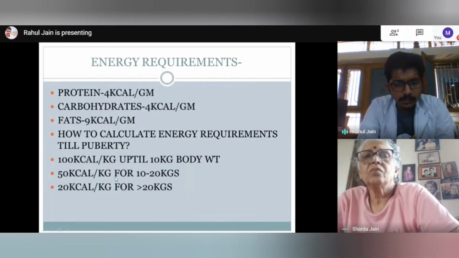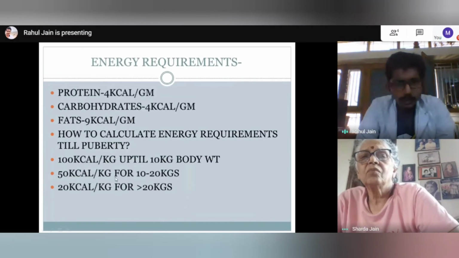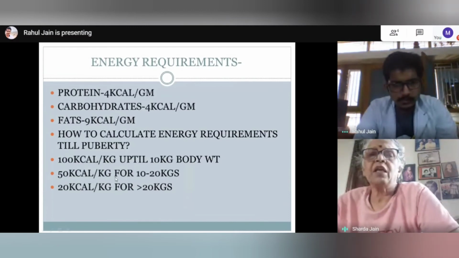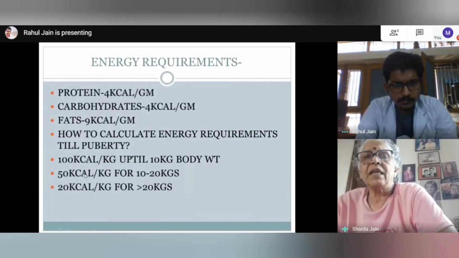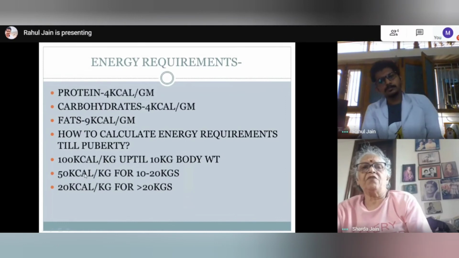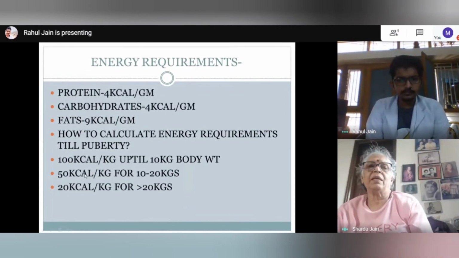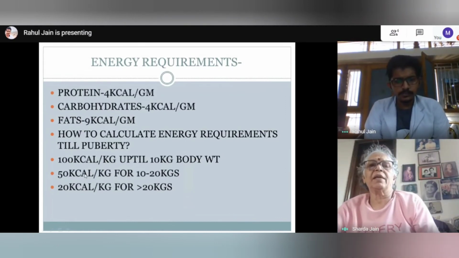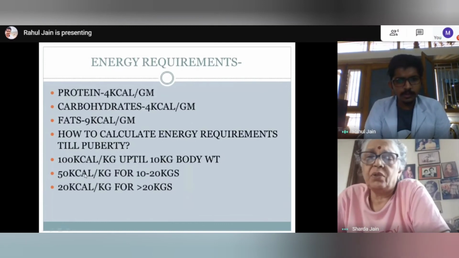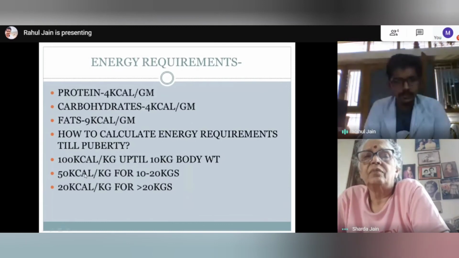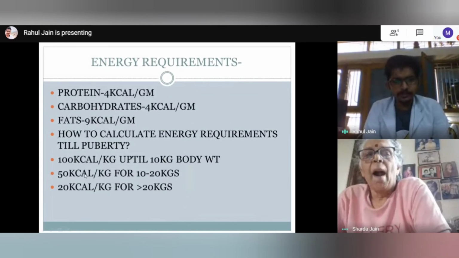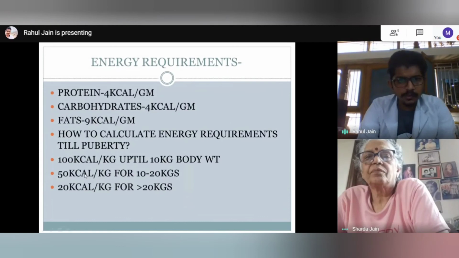So that's how we calculate how many calories we should give children every day. For the first 10 kg, 100 calories per kg; for the next 10 kg, 50 calories per kg; and above that, 20 calories per kg over 20 kg. So if someone is 25 kgs, then it will become 1000 plus 500 plus 100, so 1600 calories per day.